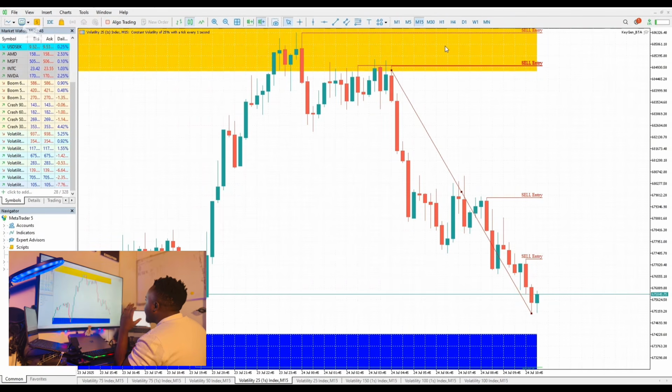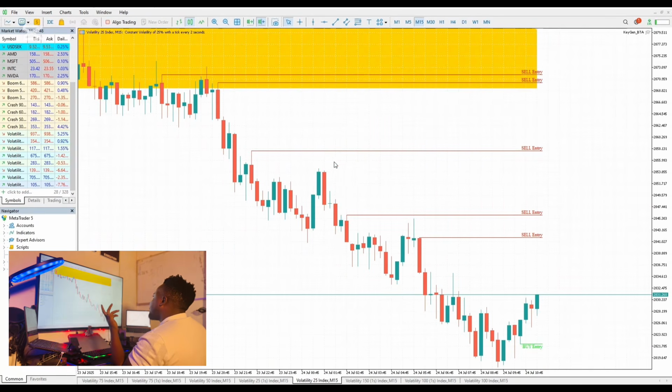The yellow zone, the sell region. The blue zone, it's a buy region. I'm specifically mentioning these for those of you that have my indicator. Okay, V25. V25 was selling for the past few days, selling massively.